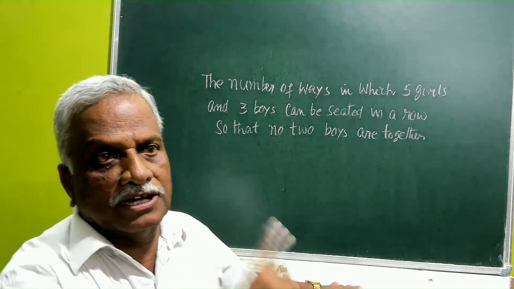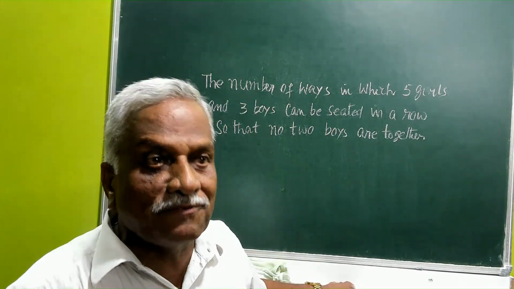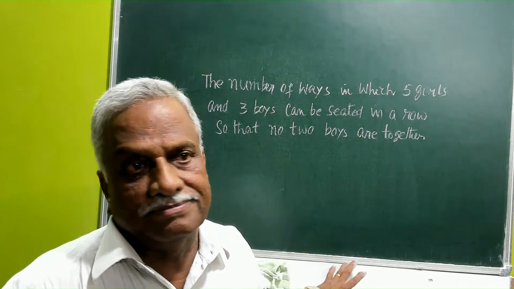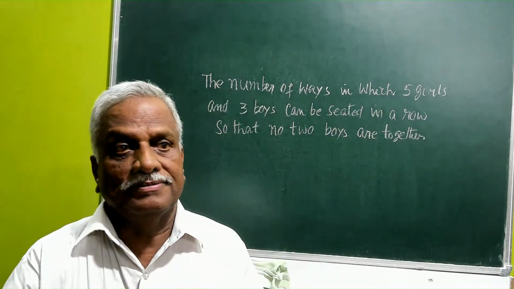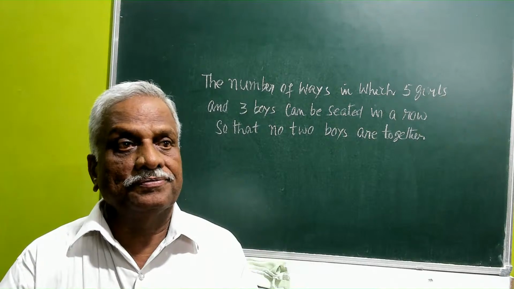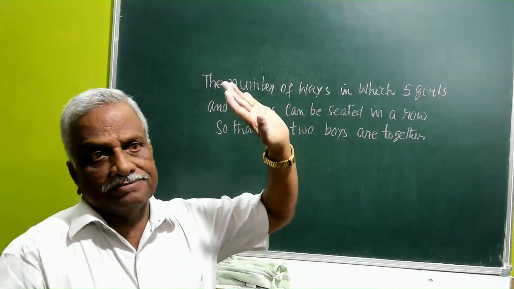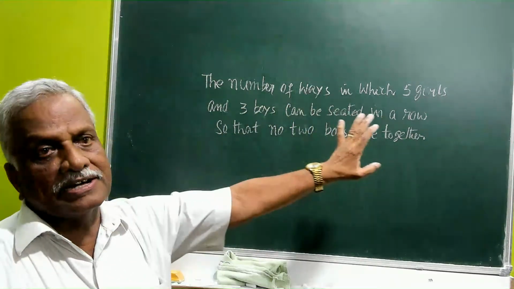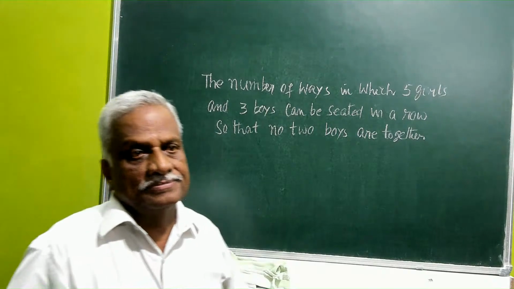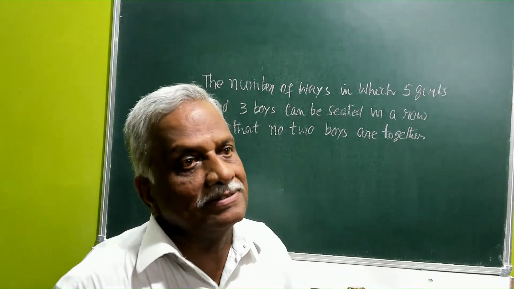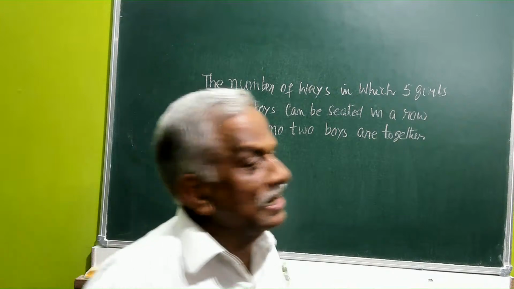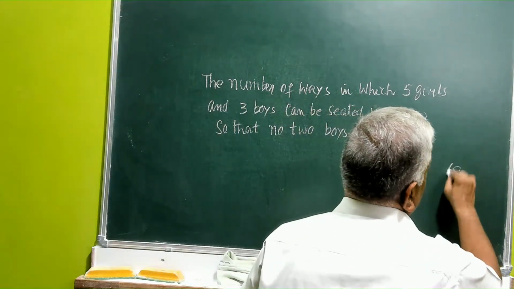I'll work 3 or 4 different types of problems using the same data. Thereby, I will be giving you the total concept of working the problems. Listen carefully. What is the condition? There are 5 girls and 3 boys. You have to arrange them in a row. Totally 8 are there. How many ways you can arrange them? 8 factorial ways.